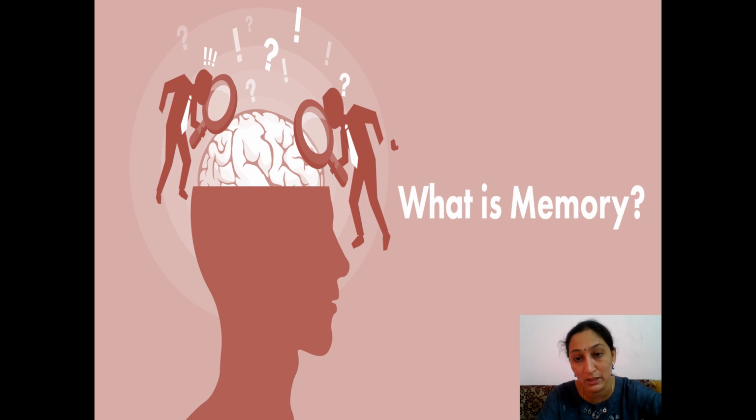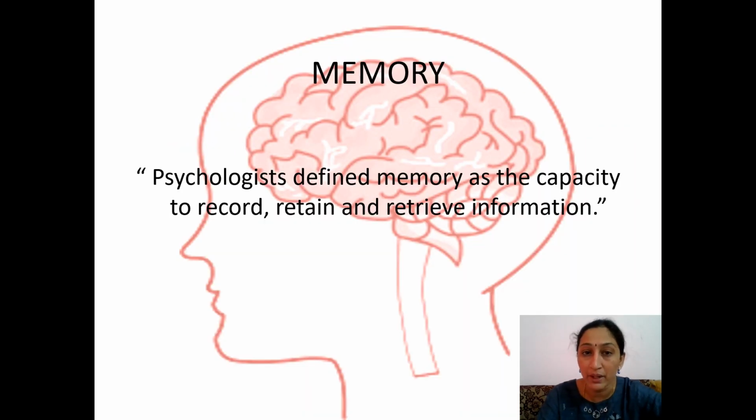So firstly, let us look into the definition of memory. What is memory? Memory is defined by psychologists as the capacity to record, retain and retrieve information. So it is the learnt material being recorded or registered in the brain, retained or stored in the brain, and retrieved to reproduce when necessary. This process is called memory.